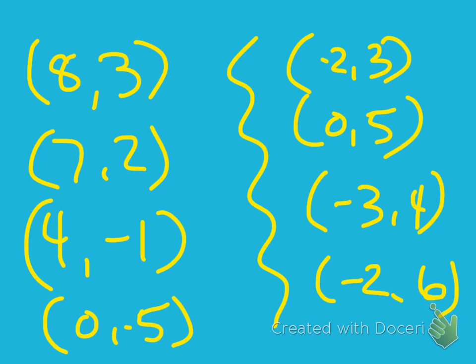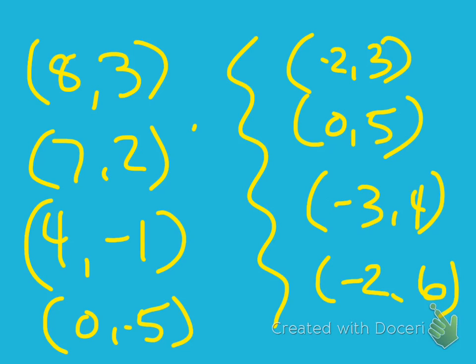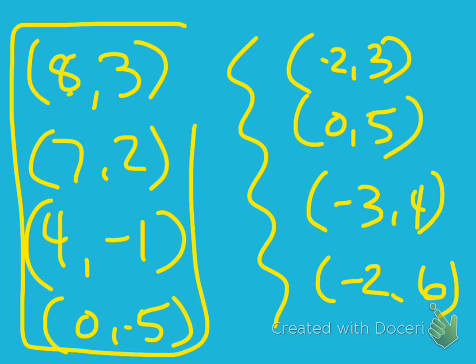Okay. So let's move over to this side over here, where we're actually going to talk about x values and y values. Right here. All right. So the definition said that every x value can only have one y value. So this 8 only pairs with 3. 7 only pairs with 2, and 4 only pairs with -1, and 0 only pairs with 5. This group of ordered pairs is a function because 8 only goes with 3.